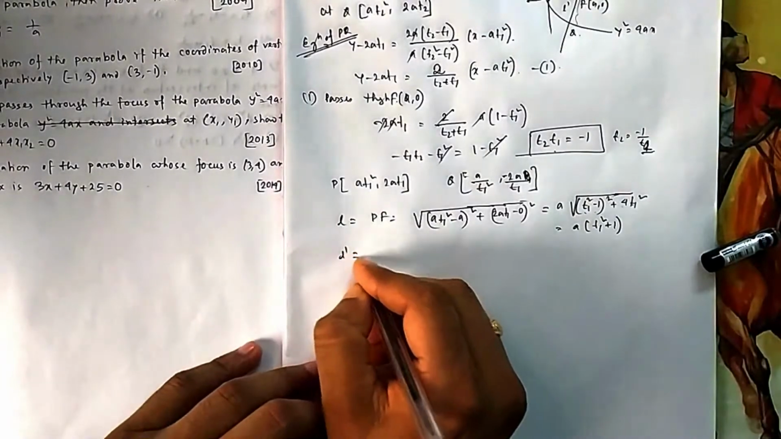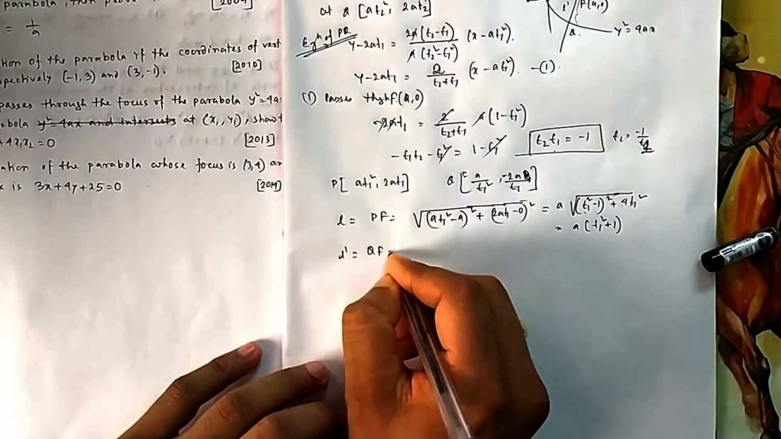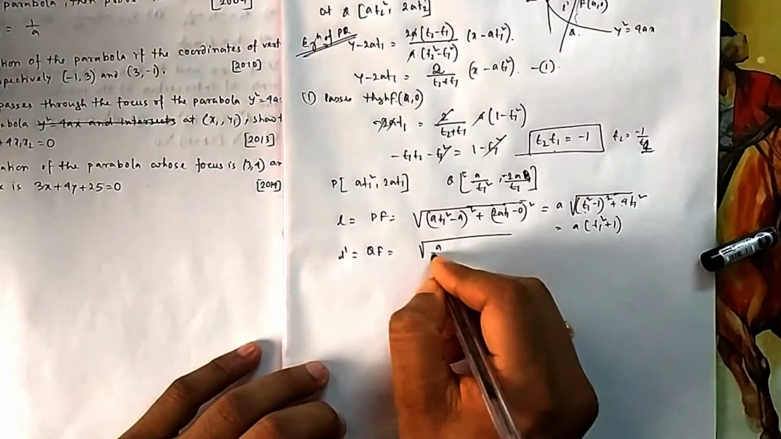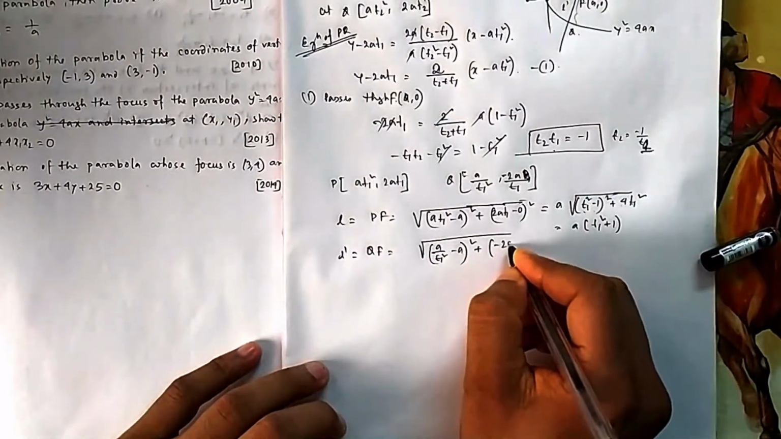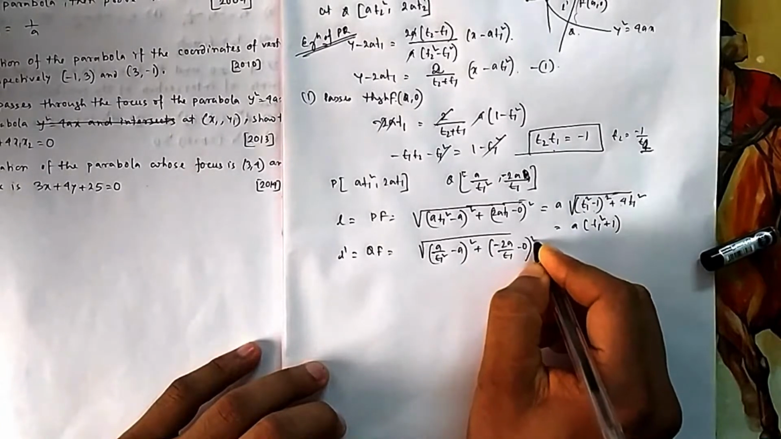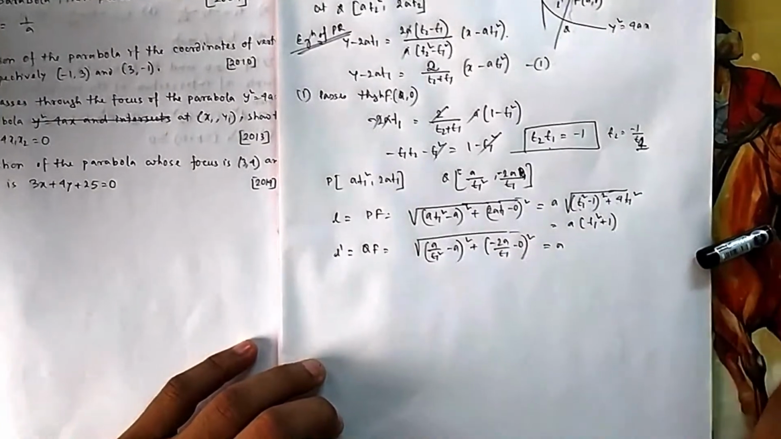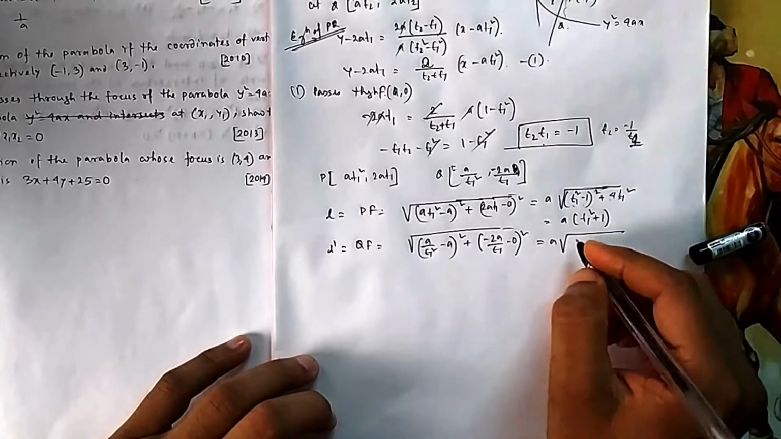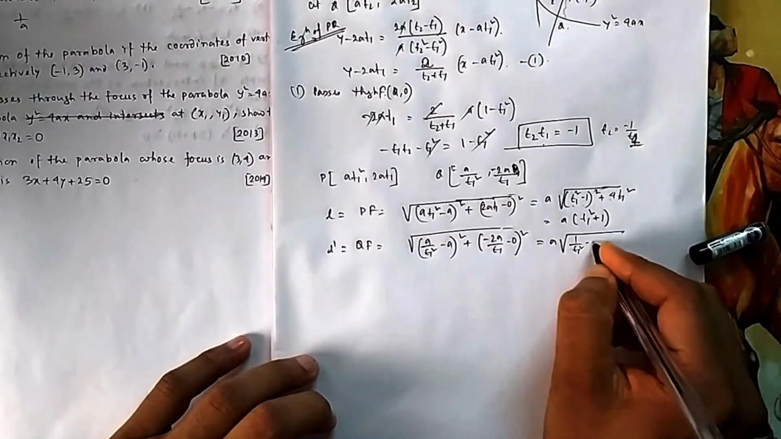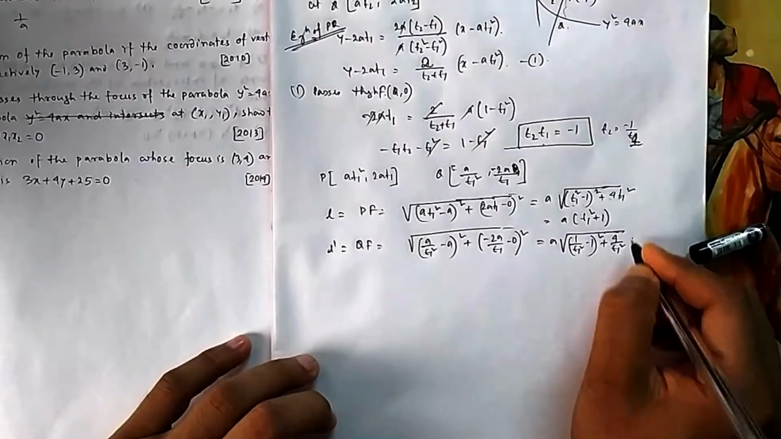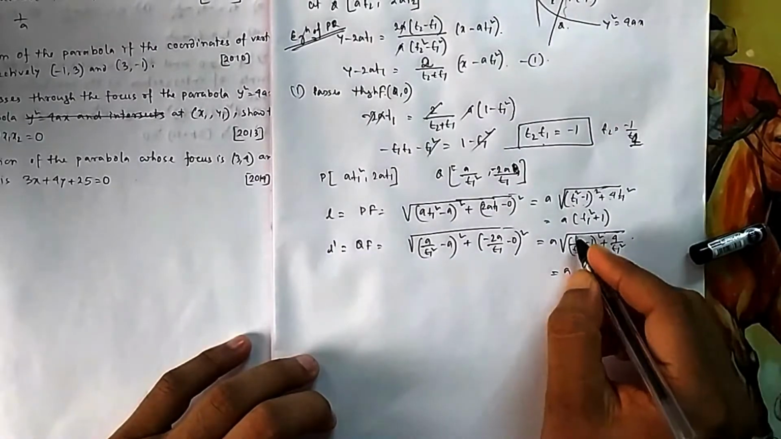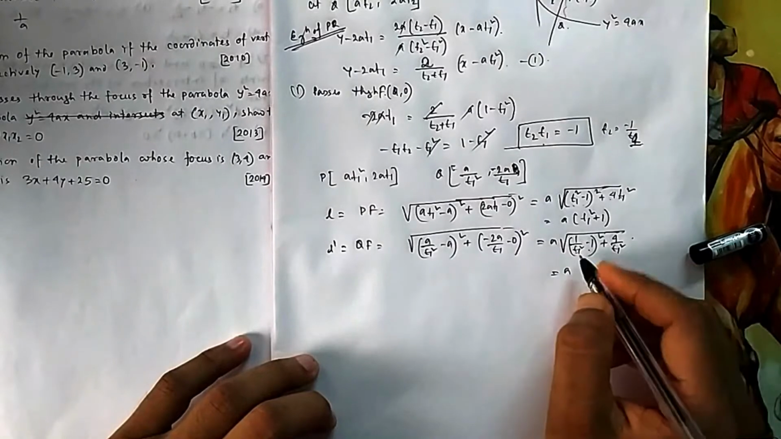Now L dash equals the lower portion, QF. So this will be the square root of (a by t1 square minus a) whole square plus (minus 2a by t1 minus 0) whole square. From here also, if you take a common, it will be of this fashion: (1 by t1 square minus 1) whole square plus 4 by t1 square. So this is again the same: (a minus b) whole square plus 4ab, this is a, this is b.